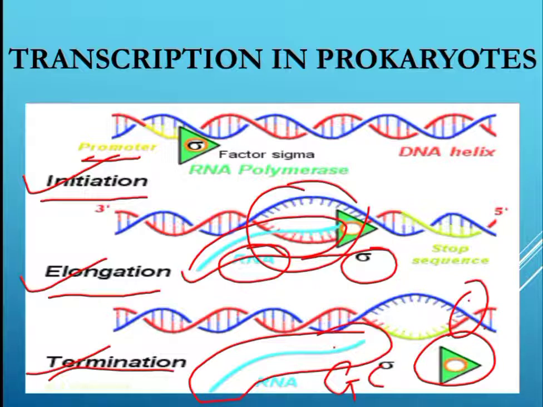RNA. And the last step, termination, when the RNA polymerase reaches the terminator region of DNA, which is rich with GC, there will be association of RNA polymerase with the rho factor, and the RNA strand which is synthesized will get separated, and after that the RNA polymerase also gets detached, which will terminate the process of transcription.